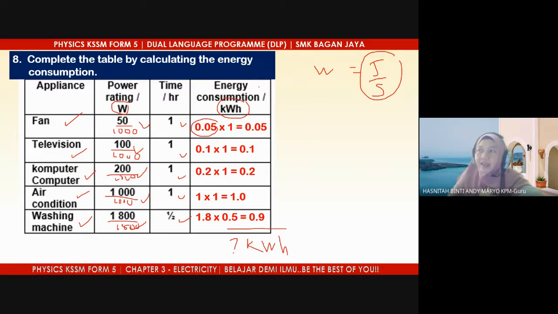Boleh. Kalau kita nak kira energy consumption, you kena hati-hati. Dia punya time ini in hour, so time dia you don't have to convert into second. For energy consumption, dia punya unit kilowatt hour, so the time must be in hour. Sebab ini semua cikgu guna hour, tak tukar pergi second.